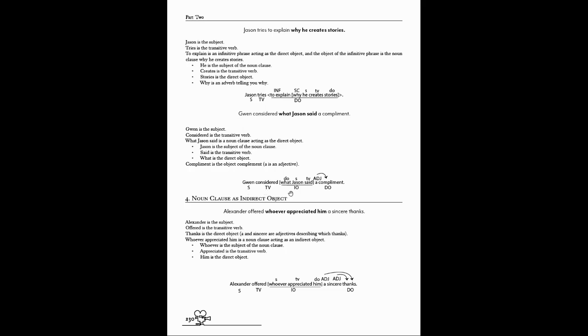We have Gwen considered what Jason said a compliment. So she considered the compliment and then what Jason said. So now this is fun, what Jason said, because really your subject is Jason. He said a thing. That's my dog whining in the background. Sorry, someone is coming home. And then it's Jason said a thing. And what is it that Jason said? He said what? So you have to rearrange this so that it becomes, Jason said what, in order for it to be a noun clause in that subject, transitive verb, direct object order that we are expecting.